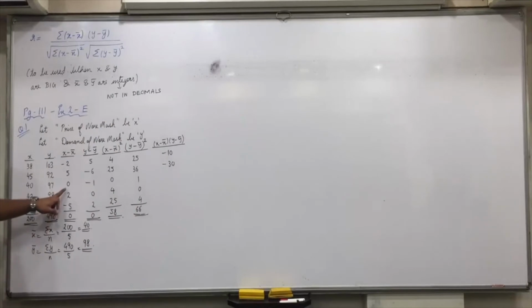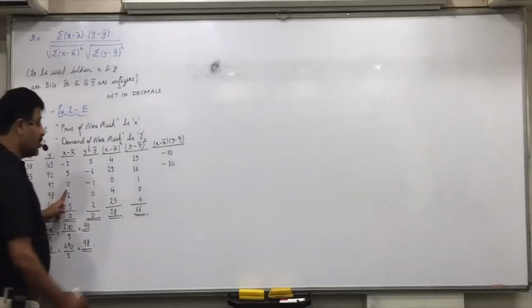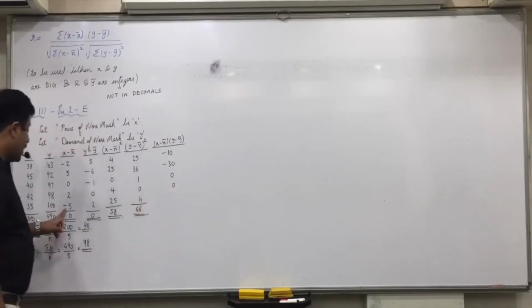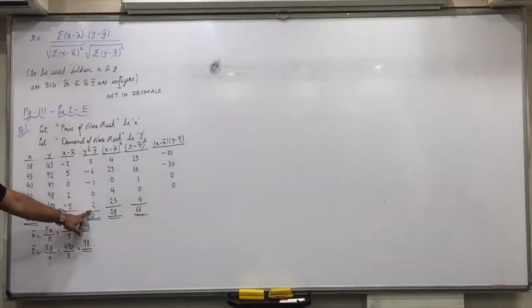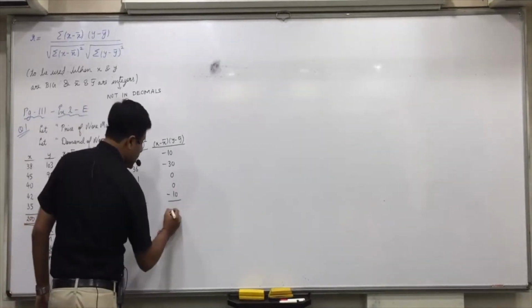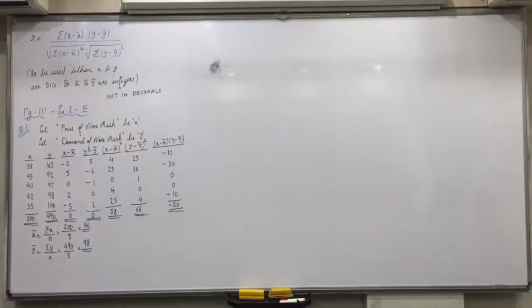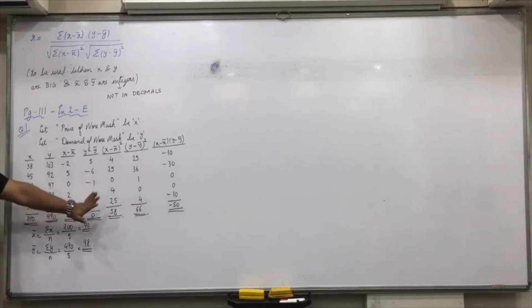Okay? 0 into anything? 0. Again 2 into 0? 0. Now minus 5 into 2, so you do 5 into 2 and put it in m minus because it's a negative number. So do you get minus 10? Press MR, minus 50. Is everyone clear with this? Anyone who did not understand the workings, raise your hand. Everyone is clear with this?